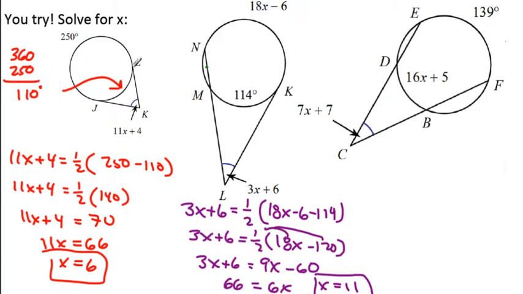But for the first one, you have to find this arc first. All right, so 360 minus 250 is 110. You put in the equation, the angle equals half the difference. You work it all out, you get x equals 6. Cha-ching! That one's easy enough. Next one. What do we have here? 18 minus 6 minus 114. So that's what I put. That is the difference right here.